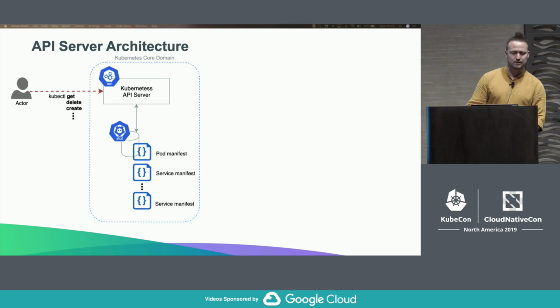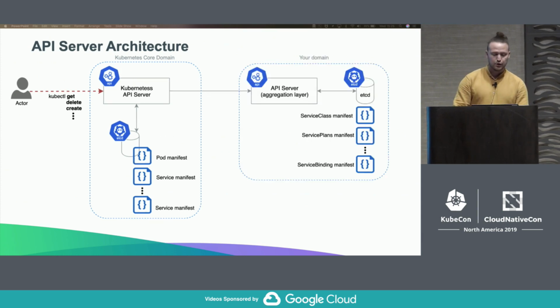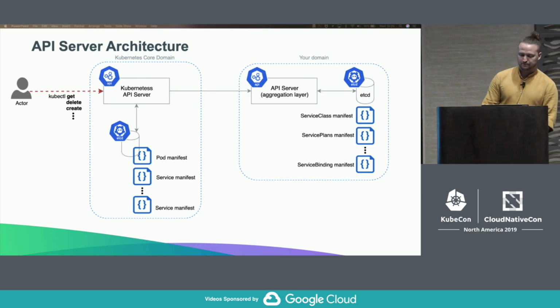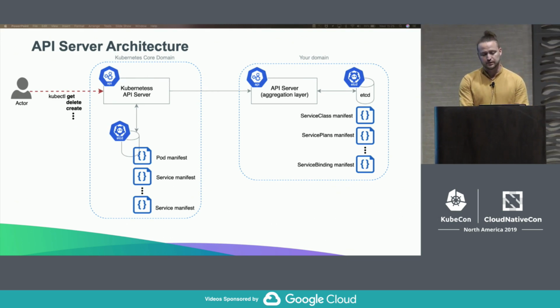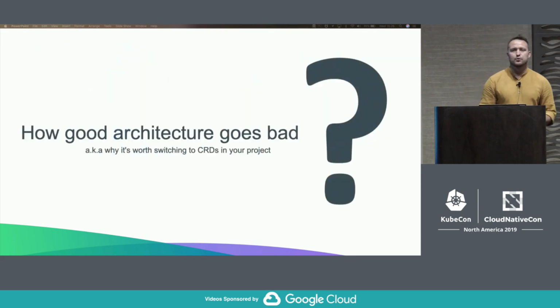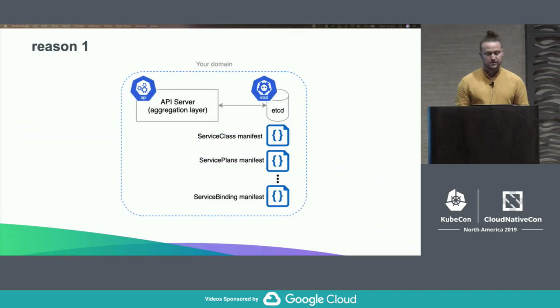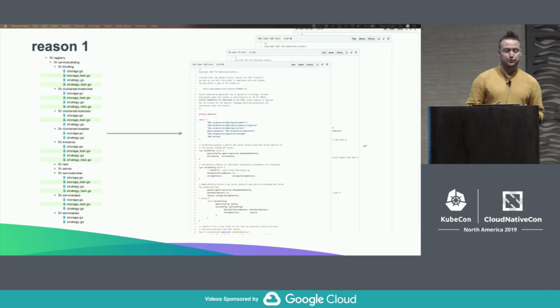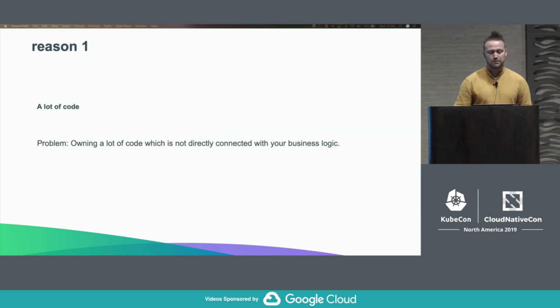When it comes to extending that with an aggregated API server, you need to deploy your server and have etcd storage where your manifests will be stored. And it sounds okay-ish, but we had a few problems when it comes to maintaining and developing Service Catalog. First of all, as I said, you need to write the API server from scratch. So basically, you need to write a strategy for each of your kinds and also the DB connection. You own a lot of code, and the problem is that this code is not directly connected with your business application.